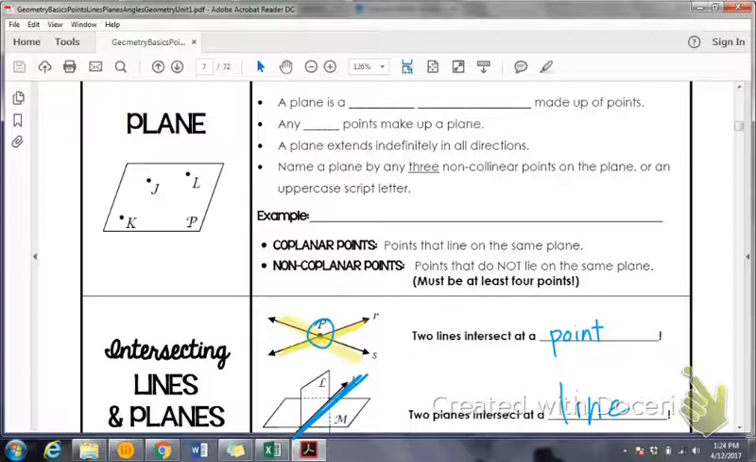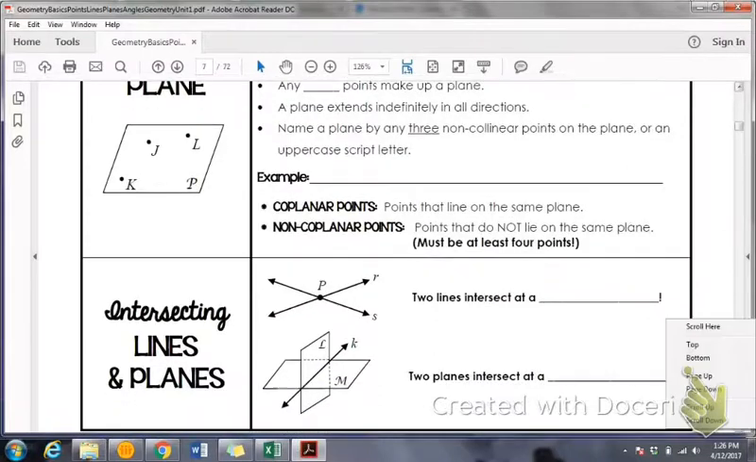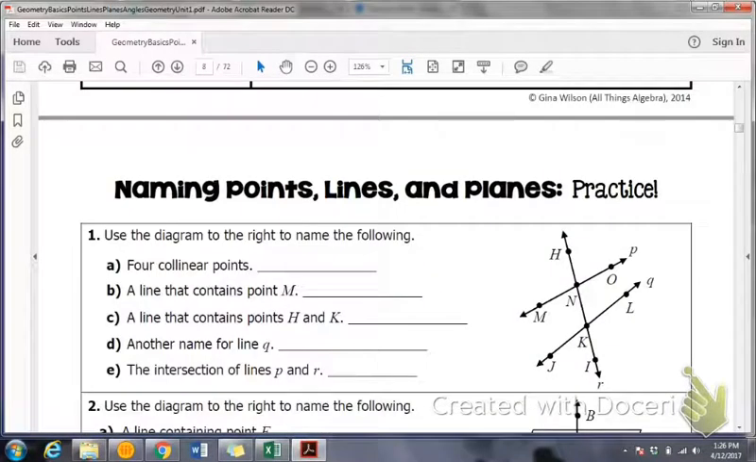All right, let's do some practice problems, a couple practice problems. So the next page, again, for right now, please don't work ahead. It says, use the diagram to the right to name the following. It says 4 collinear points. Again, what does collinear mean? On the same line. So look at your diagram here.